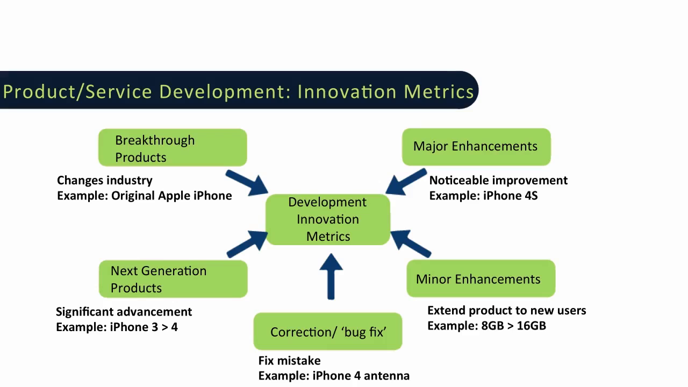Major enhancements consist of noticeable improvement, such as the introduction of the Apple iPhone 4S with its automated assistant, Siri. Minor enhancements extend products to new groups of users, such as the increase of available memory in the Apple iPhone from 8 GB to 16 GB, catering to the memory demands of people who like to bring along large numbers of photos and songs. Corrections, also known as bug fixes, address problems with products. For example, Apple had a problem with the antenna in its iPhone 4 product, which it fixed in later releases.